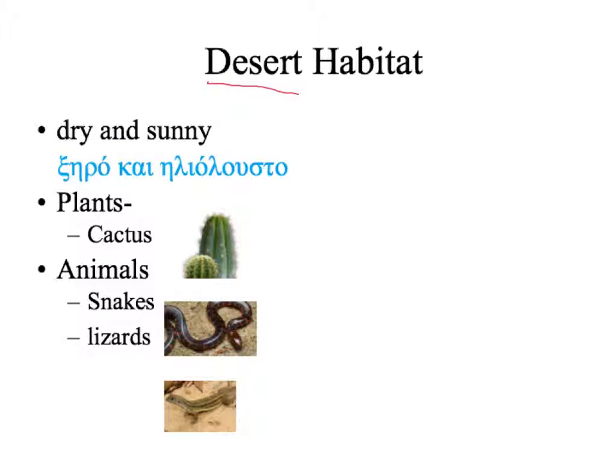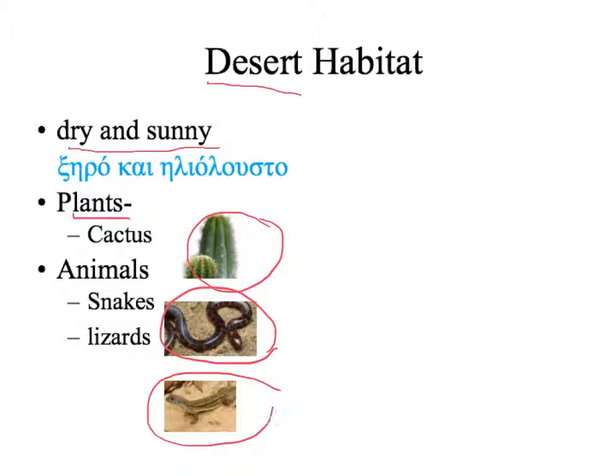The desert habitat is dry and sunny. It contains plants such as the cactus and animals such as snakes and lizards.